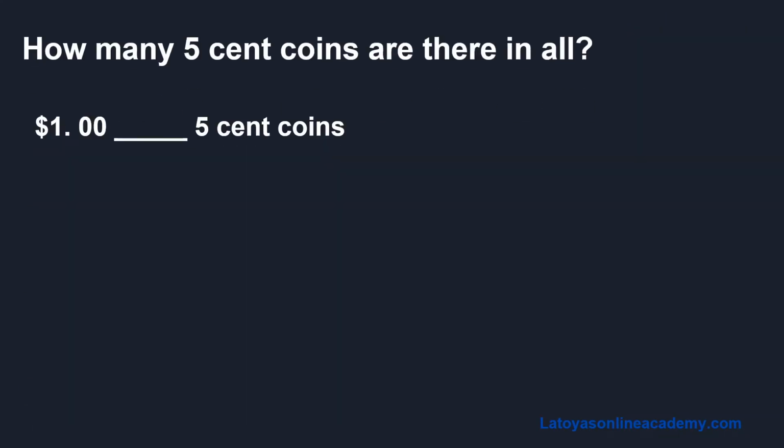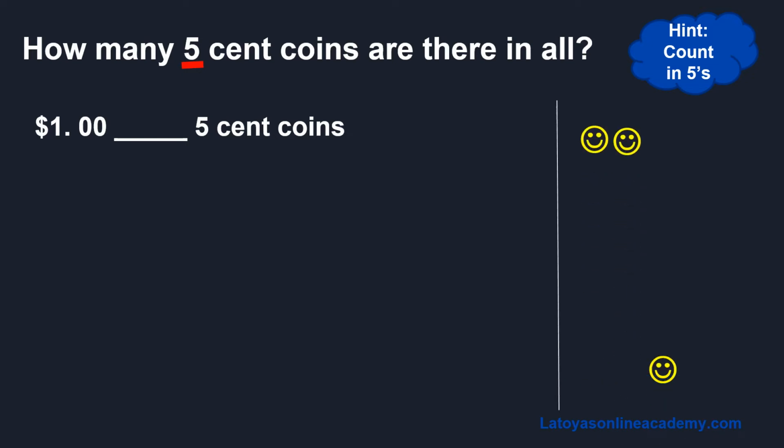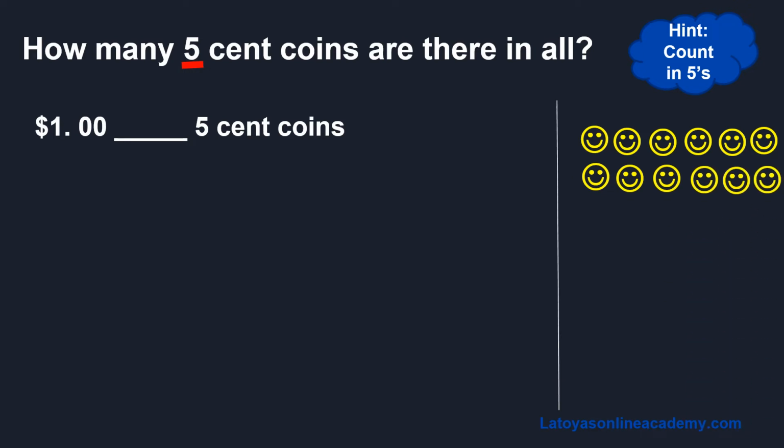How many 5-cent coins are there in $1? We are going to count in fives until we get to 100 cents. Let's begin. 5, 10, 15, 20, 25, 30, 35, 40, 45, 50, 55, 60, 65, 70, 75, 80, 85, 90, 95, 100. Now let's check and see how many counters we have here. 1, 2, 3, 4, 5, 6, 7, 8, 9, 10, 11, 12, 13, 14, 15, 16, 17, 18, 19, 20.